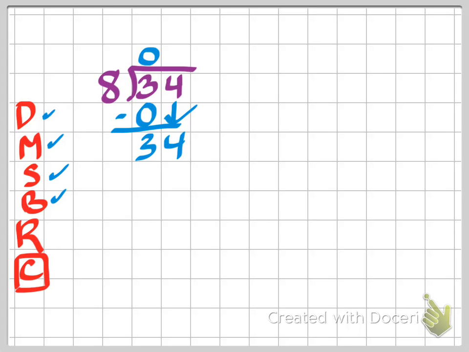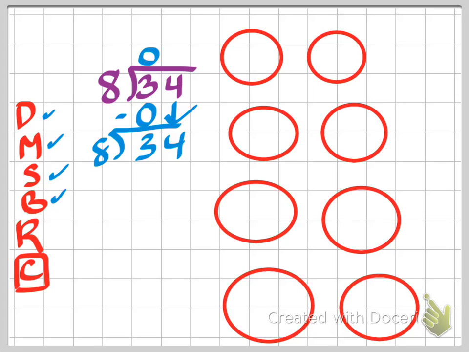Now the R here in this case stands for repeat, so we do it all over again, because 34 is bigger or greater than 8. So, how many times can 8 go into 34? Alright, so if you're not sure how many times 8 goes into 34, you just go ahead and make your 8 groups and you start counting.